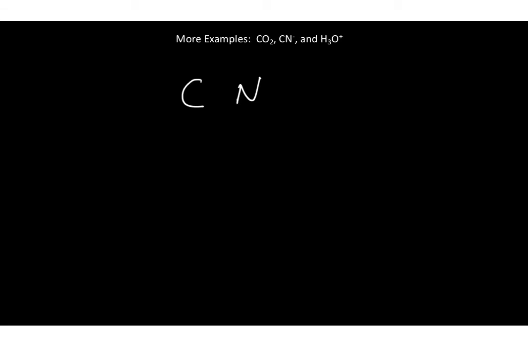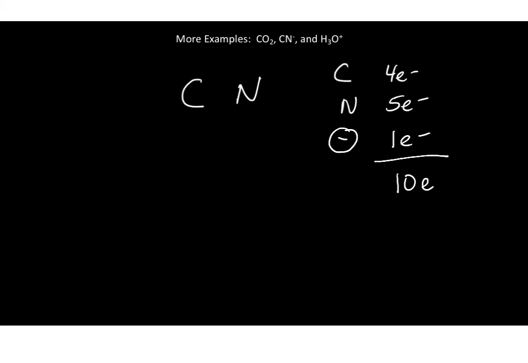I have to count electrons. Carbon has 4 valence electrons. Nitrogen has 5 valence electrons. And then I have the negative charge. For each negative charge, you add 1 electron. That was there in Rule 2. So we're going to add 1 electron for that. And so I get a total of 10 electrons that I can use in this Lewis structure.